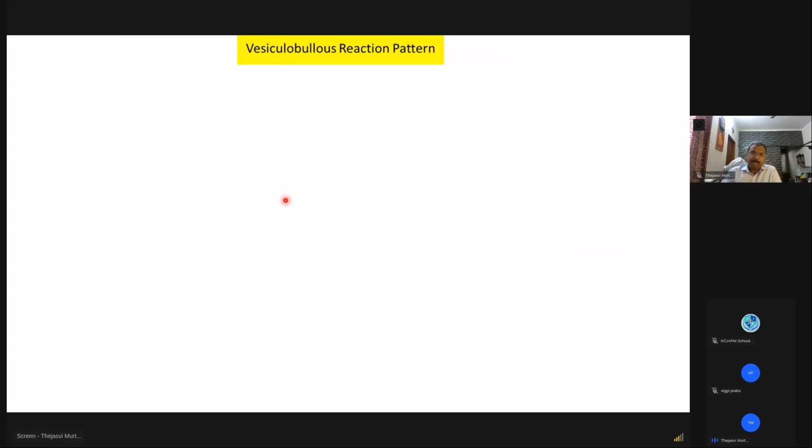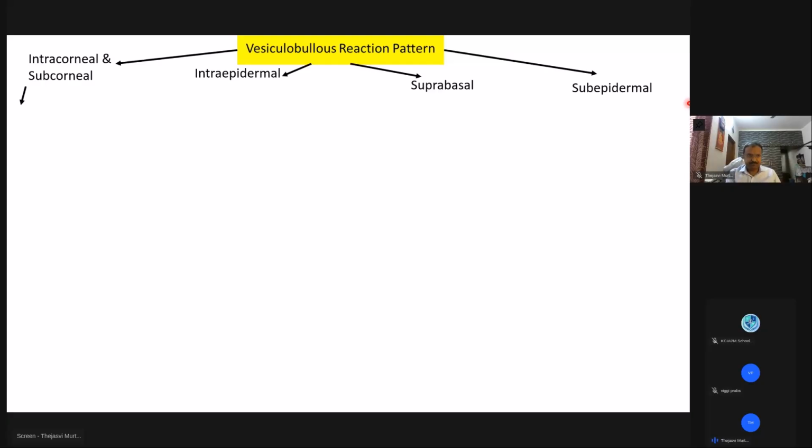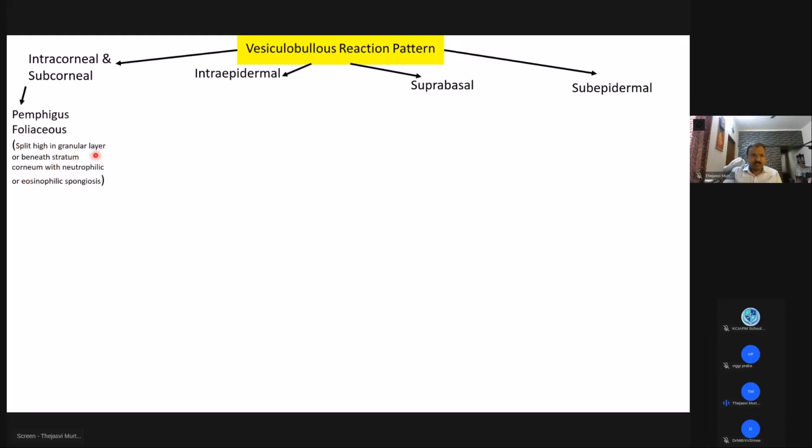Now coming on to the algorithm of vesiculobullous reaction pattern. We just were able to see a few lesions based on the level of the split, and likewise we can deduce an algorithm. So vesiculobullous lesions: intracorneal and subcorneal, intra-epidermal, suprabasal, and subepidermal. Pemphigus foliaceus, intracorneal, is the most common. You have to observe this. Pemphigus foliaceus splits high in the granular layer or beneath the stratum corneum with neutrophilic or eosinophilic spongiosis. So subcorneal bulla or intracorneal bulla or within the granular layer.